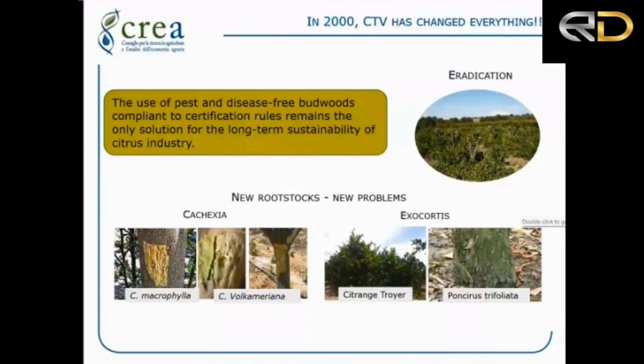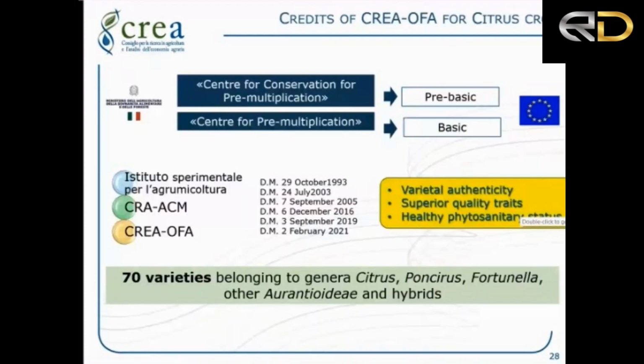First of all, cachexia in Citrus macrophylla and Citrus volkameriana, and also exocortis, which affects citrange, but first of all Poncirus trifoliata. So the use of pest and disease-free bud wood compliant to certification rules remains the only solution for the long-term sustainability of the citrus industry. In this context, the CREA of Acireale has contributed very much since 1993 to the selection of new cultivars with high agronomical standards and better fruit quality.